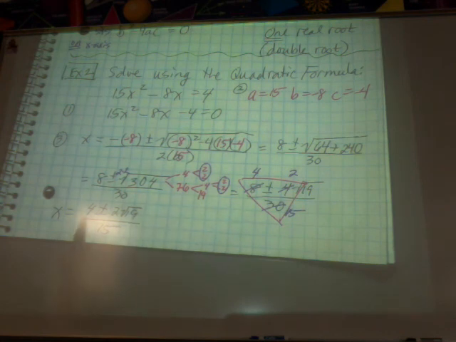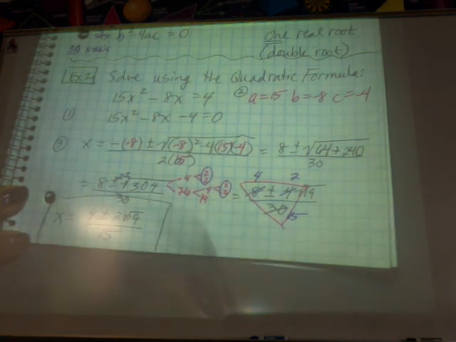So one of my answers is 4 plus 2 square root of 19, all divided by 15. The other answer is 4 minus 2 square root of 19, all divided by 15. So you do have 2 answers there. It just looks funny. So this is your final solution.